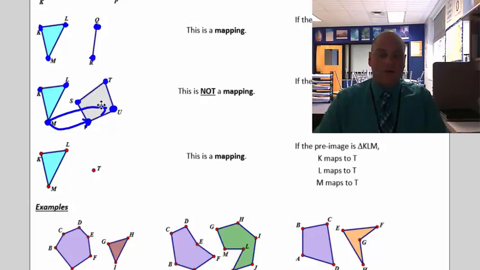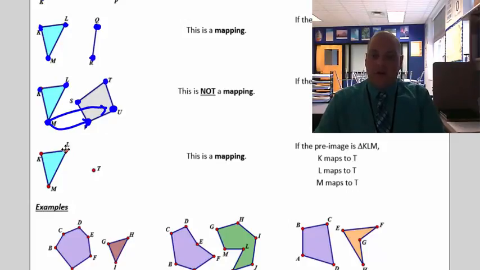That's not possible. It's not possible for M to go to U and also go to V. M's got to go to one thing. It can't go to two things. So you can't have 1 to 2. You can't have one thing going to two things. All right, so that's why it's not a mapping.